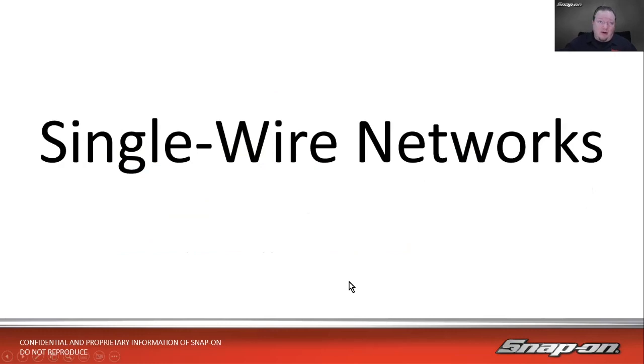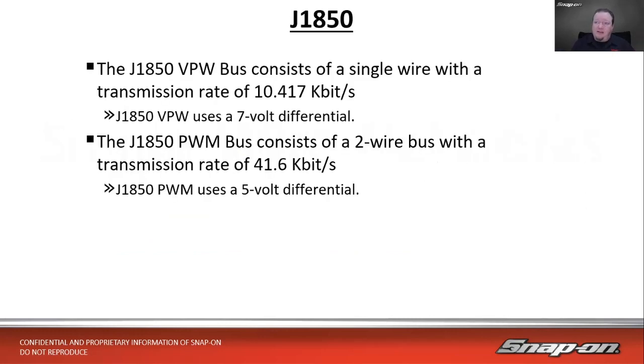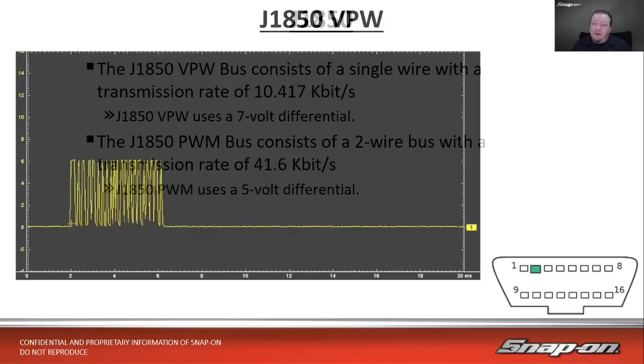So let's talk about single wire networks real quick. We talked about J1850. The J1850 variable pulse width bus consists of a single wire with a transmission rate of about 10 kilobits per second. So this one's kind of the slowest of them all. J1850 variable pulse width uses a 7-volt differential. So you'll see 7 volts difference between the top and the bottom. J1850 pulse width modulated bus is a 2-wire bus with a transmission rate of 41 kilobits per second. And that uses a 5-volt differential. So if you were to look at it on the screen, you would see a 5-volt difference.